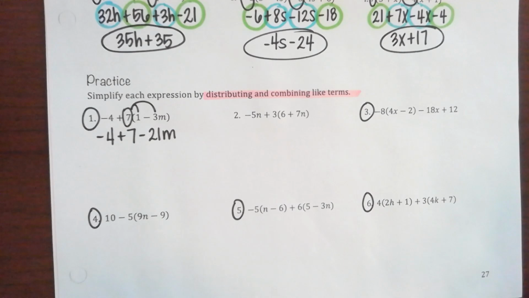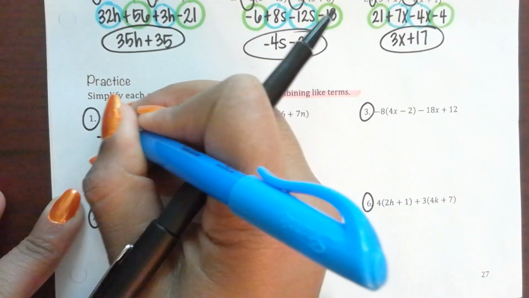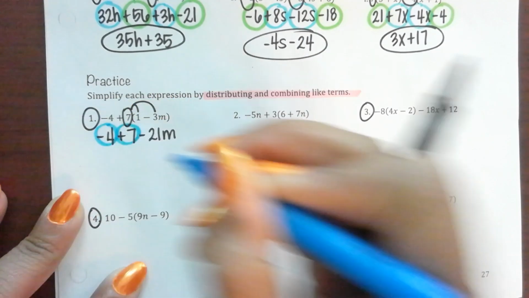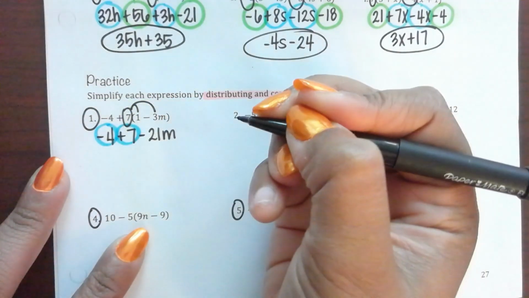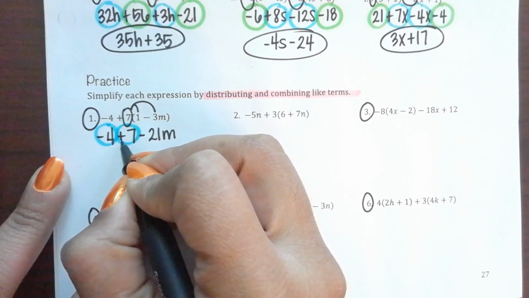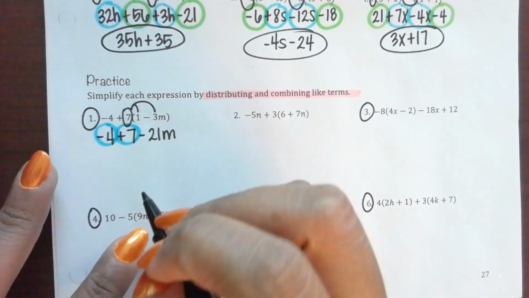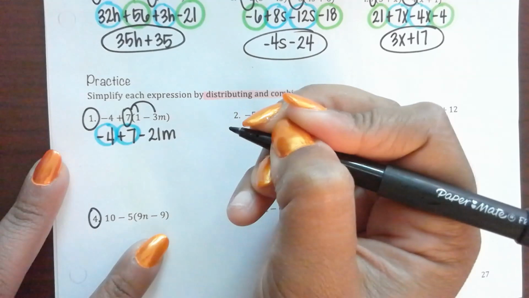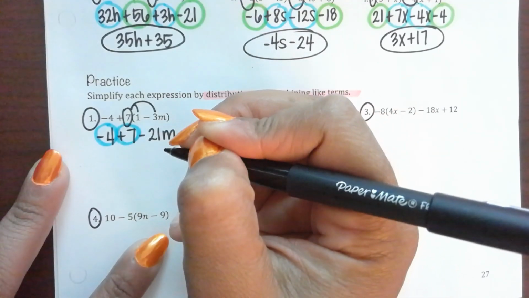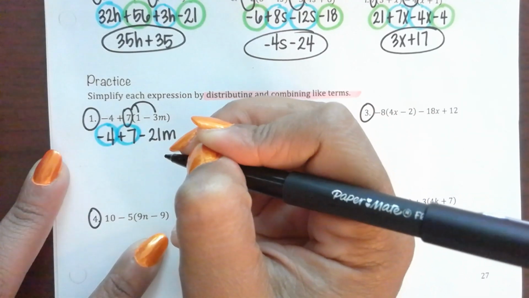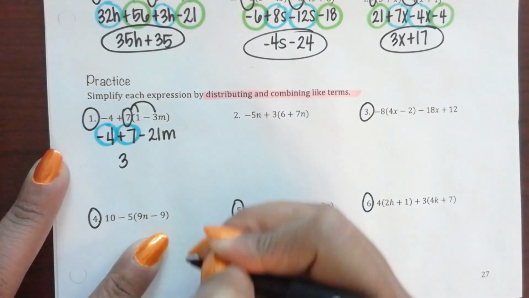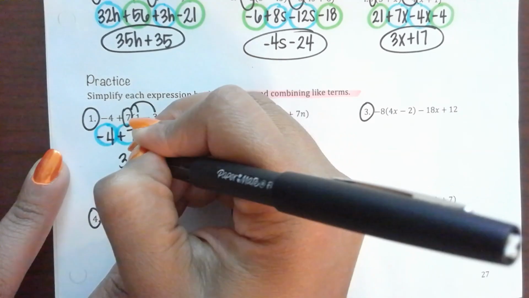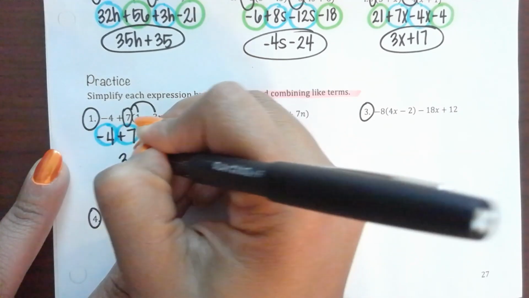What's the next thing I have to do? Circle the negative 4 and 7. What kind of 4? Negative 4. And that positive 7, correct? What's being brought down? Negative 4 plus 7. What's negative 4 plus 7? Negative... 3. What needs to be brought down? 3L. Wait, no. Negative 21L.